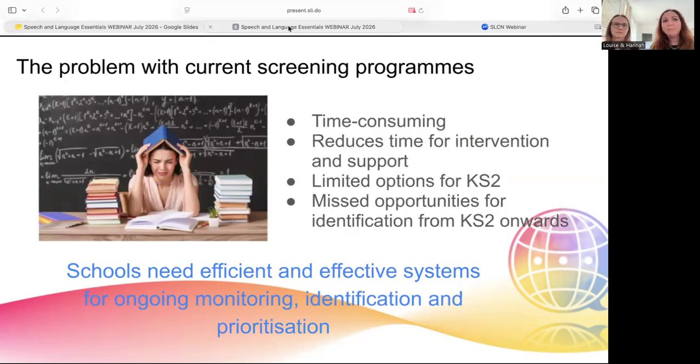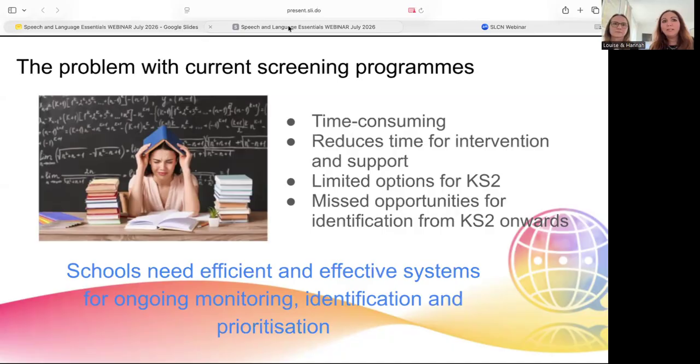So, when we think about identifying children with speech, language, and communication needs, screening tools such as the Welcome or Nelly are often seen as the obvious solution. However, these come with important challenges we need to consider. Many screening tools can be time consuming to administer, score, and interpret. We know how busy you are as staff in schools, and this becomes the first difficult element to balance.